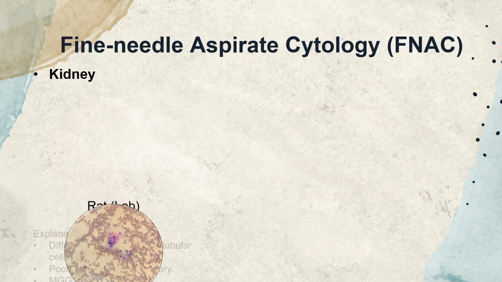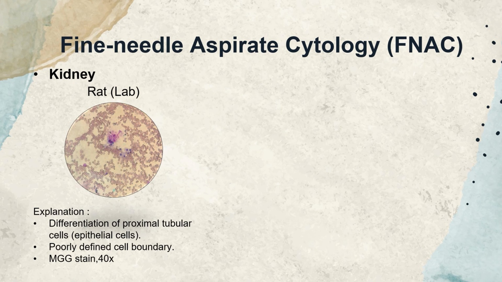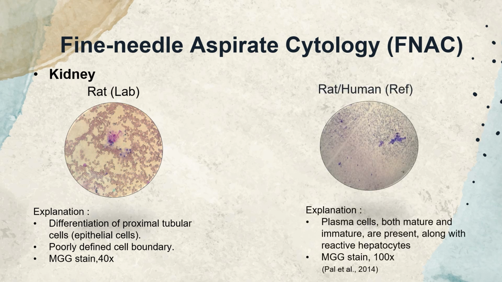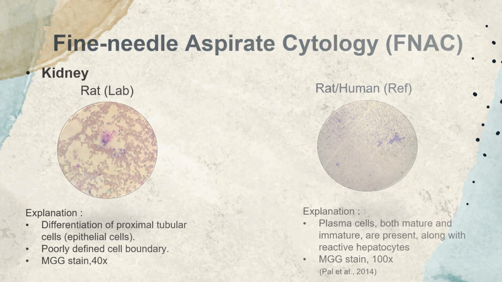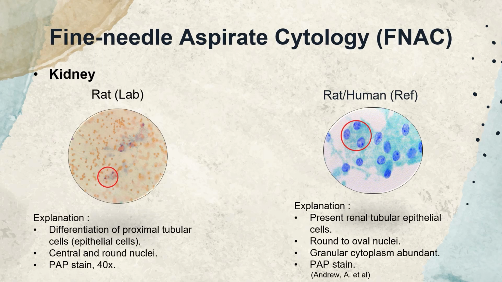FNAC of kidney using MGG stain shows differentiation of proximal tubular cells but with poorly defined cell boundaries. But Pat et al. 2014 shows the presence of mature and immature plasma cells with reactive hepatocytes using the same stain. In PAP stain, our finding is quite similar to the reference, where proximal tubular cells can be seen with centrally located and round nuclei.